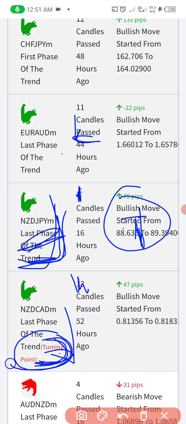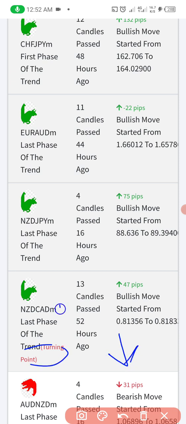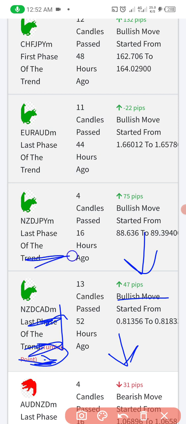Once you see this turning point, as I'm emphasizing, once you see a turning point, you ignore everything and enter into the market. Now, this is a turning point. It's showing you red, meaning that you're going to enter a sell, because this is the last phase of a bullish move. From a last phase of a bullish move, you will get a first phase of a bearish move. That's why it's showing you red. It's about to turn to a bearish move. So you sell immediately, put your stop loss at the recent high. You ride the market. Simple and straightforward.